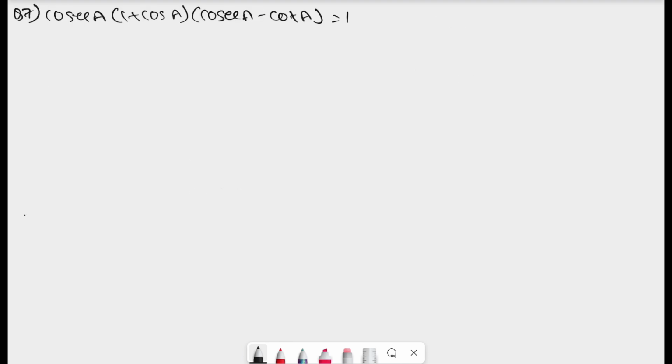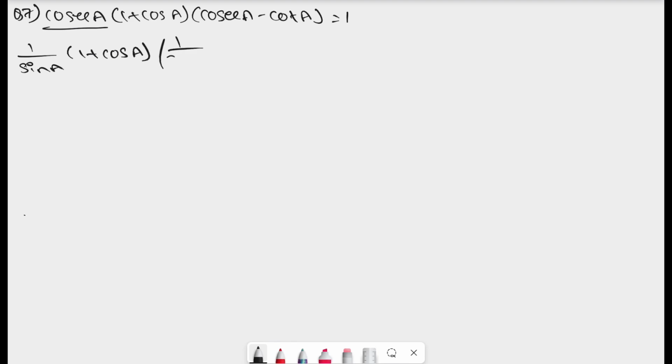So next we have our question number 7, which is in the form of cosecant, cot, and cos. So try to get all the terms in one or two trigonometric functions. First I'll replace this cosecant A with 1 by sin A. This we know, and I'll leave this 1 plus cos A as it is.